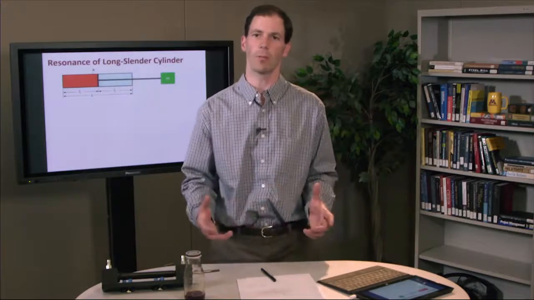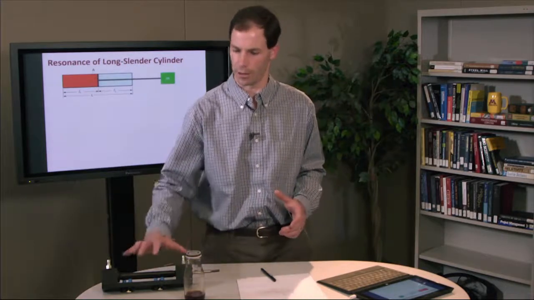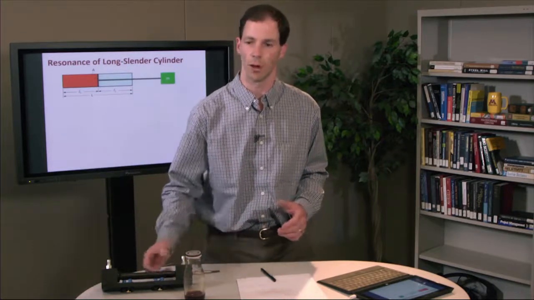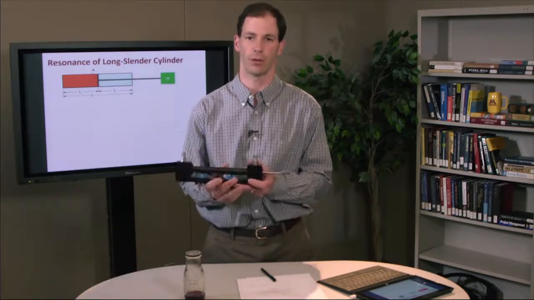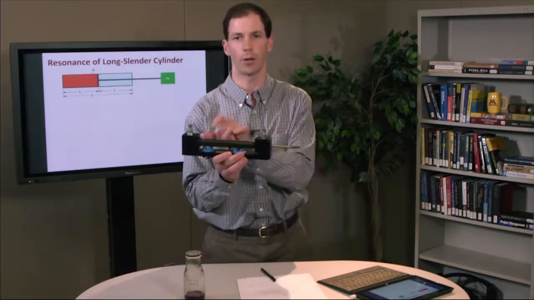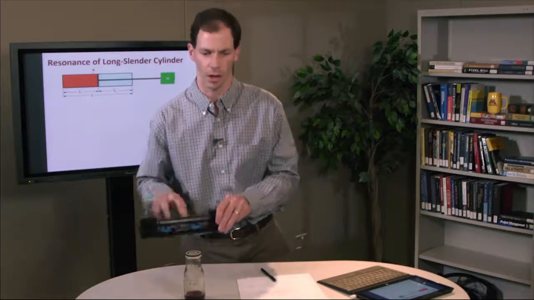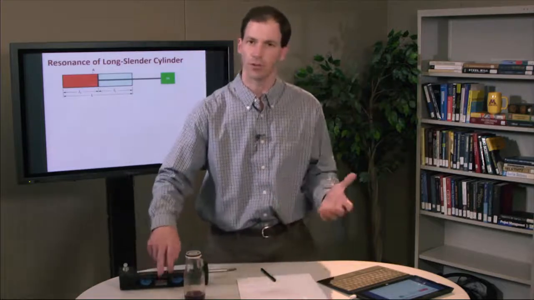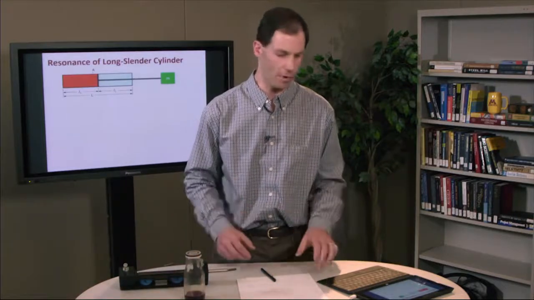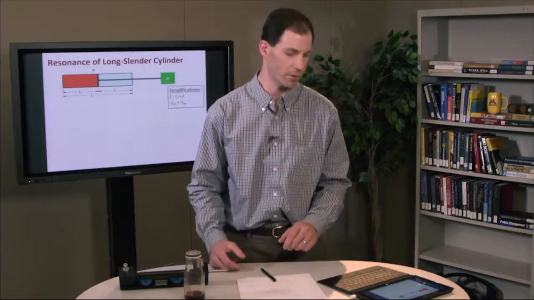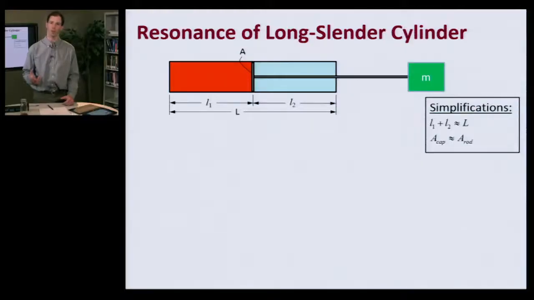So let me talk a little bit more about resonance as one of the key areas where this becomes important. Think about a long, slender cylinder, something like this, relatively small diameter, long stroke. I'm going to do an analysis of what the resonance frequency, or natural frequency, of this system is. I'm going to simplify this slightly, first of all by saying that my piston hub length is basically minuscule, and so the length of the oil column on one side plus the other oil column length is the total length of the cylinder.